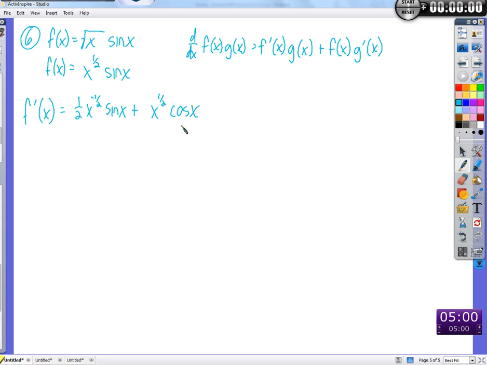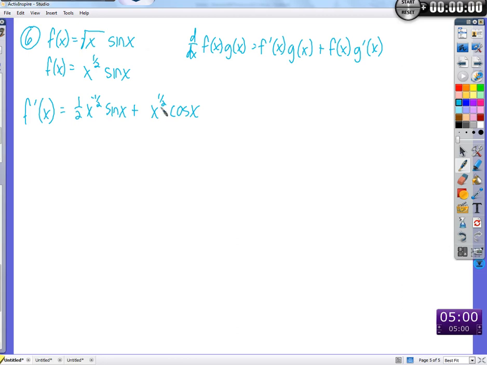Now this, it's not a pretty function, but it is the derivative. It is a function that tells you the slope of the tangent line of this function right here. That's the final result. That's the answer. That is the derivative. I mean, you can write it differently if you want to.